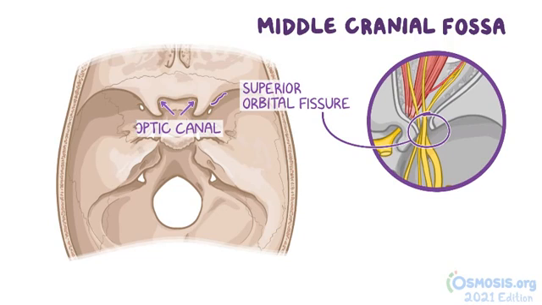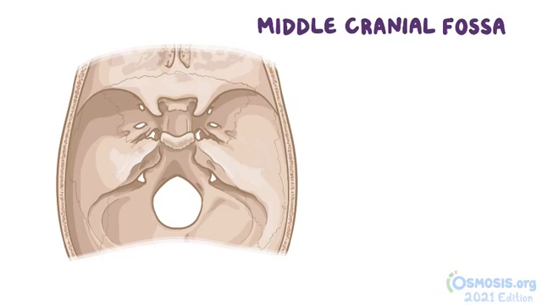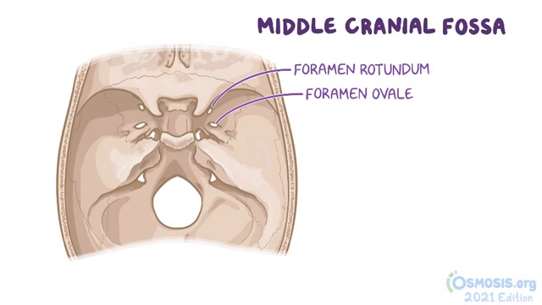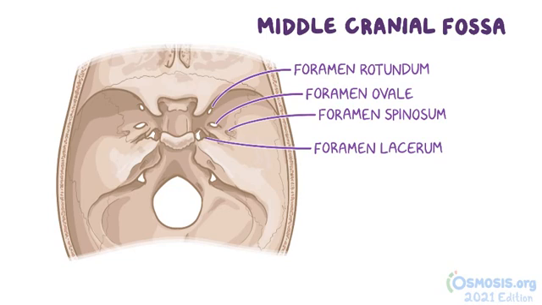On each side of the body of the sphenoid, there are 3 foramina that travel through the greater wing of the sphenoid bone: the foramen rotundum, foramen ovale, and foramen spinosum. Finally, right where the sphenoid, occipital, and temporal bones join, there's the foramen lacerum. All of these foramina serve as passageways and landmarks for important structures passing in and out of the cranium.